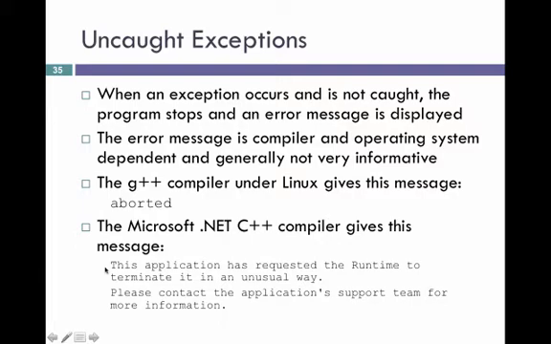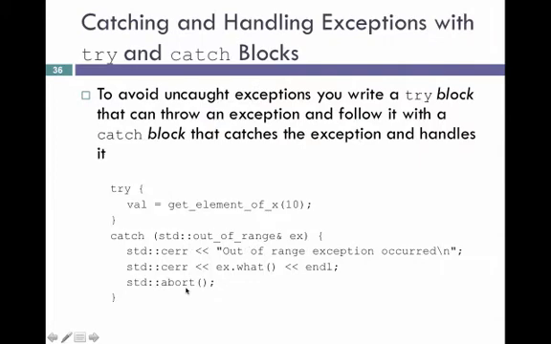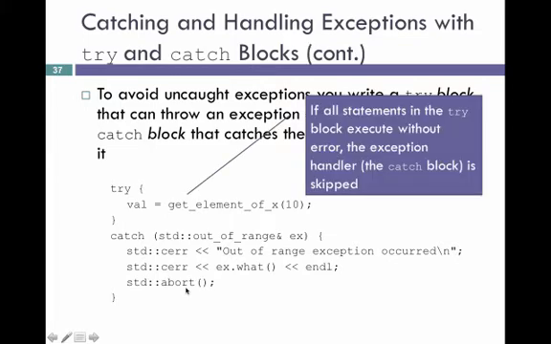Microsoft .NET C++ compiler gives the following error message. In order to avoid uncaught exceptions, you can write a try block that can throw an exception and follow it with a catch block that catches the exception and handles it. Now, if all the statements in the try block execute without any error, then the exception handler is skipped over. We'll skip past the catch block.